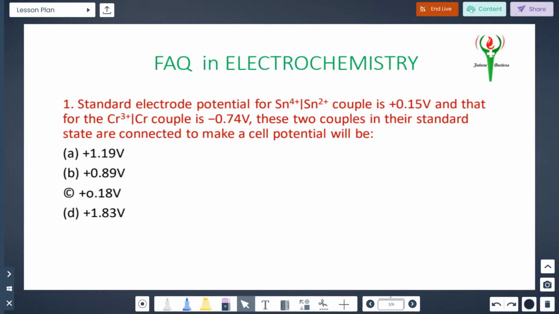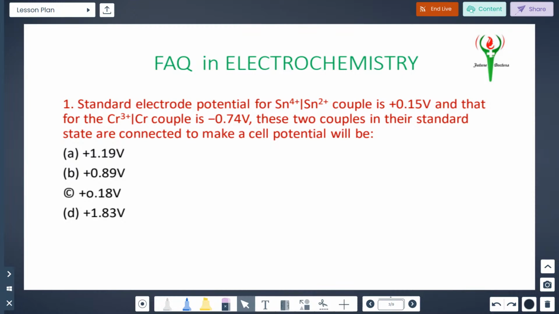Now usually, when the potential is given, first you should write the cell diagram. In cell diagram, anode of cell we should write in left hand side, cathode of cell we should write in right hand side. Understood? So how to find out which one is anode and which one is cathode? Usually anode electrode potential is always somewhat less value when compared to the cathode. Minus 0.74 volt is somewhat less when compared to this 0.15 volt. So chromium couple should be in anode.